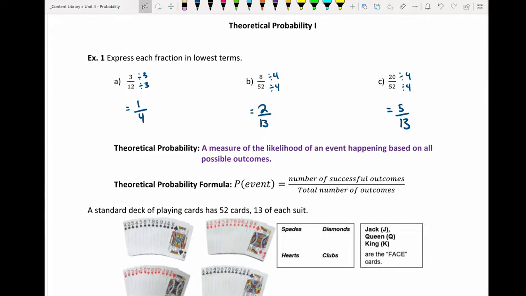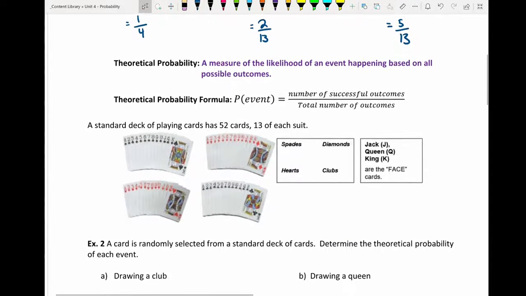The math is the same, except we word it a little bit differently. So the theoretical probability formula is: the probability of an event is equal to the number of successful outcomes divided by the total number of outcomes. So it's very similar to experimental, but again, we're looking at what should happen, not what did happen.